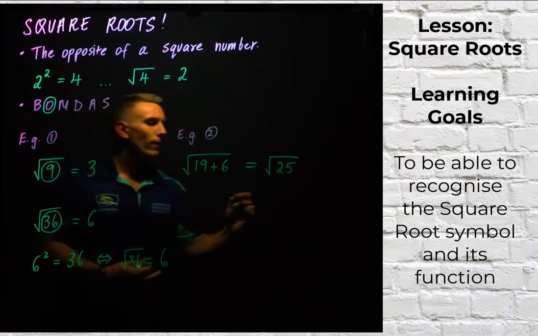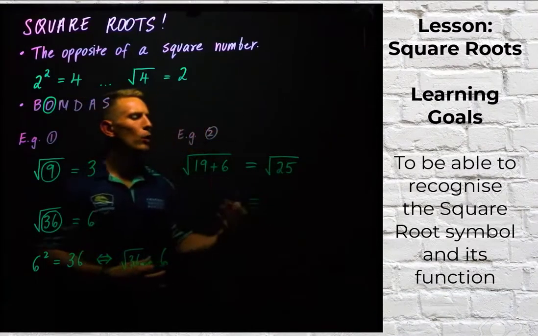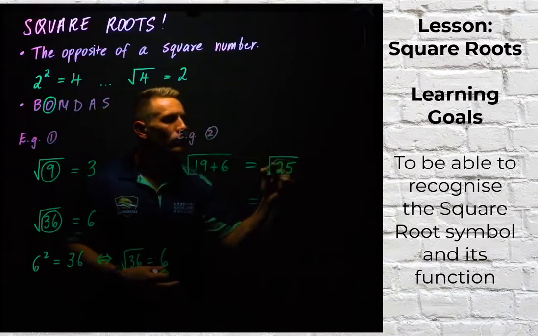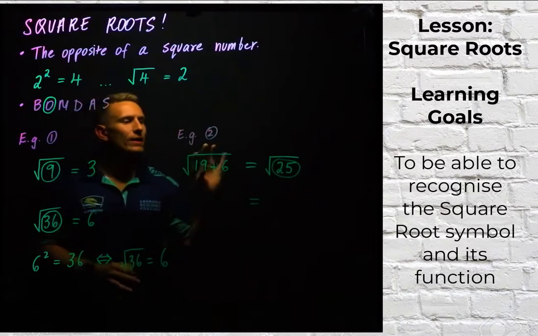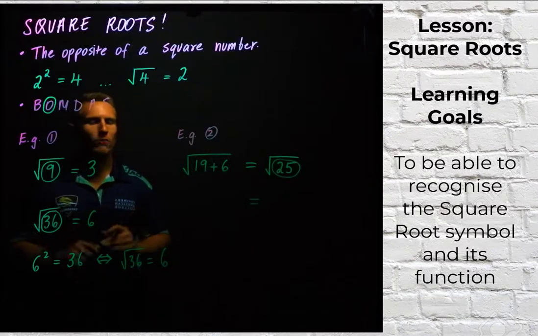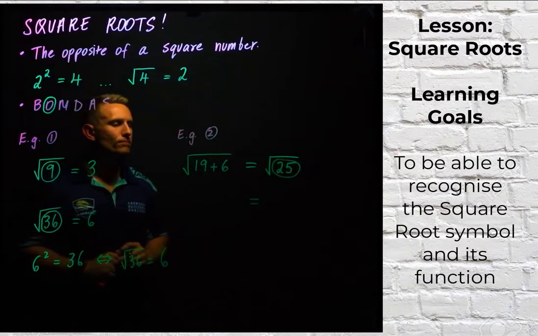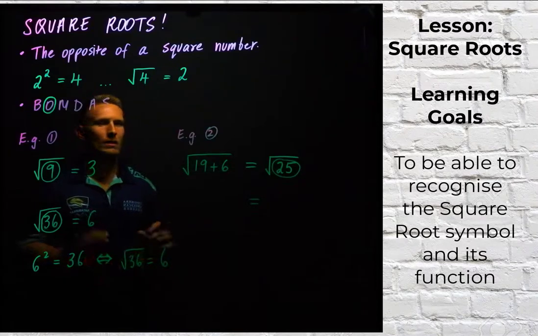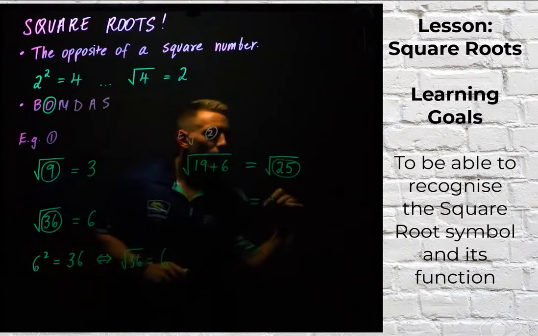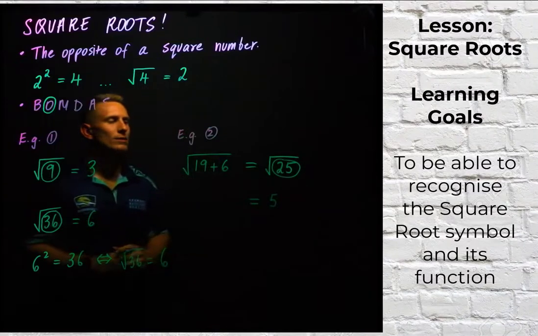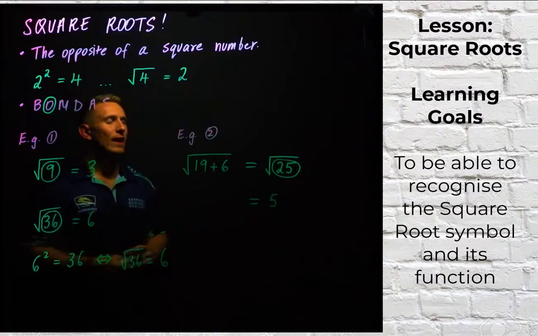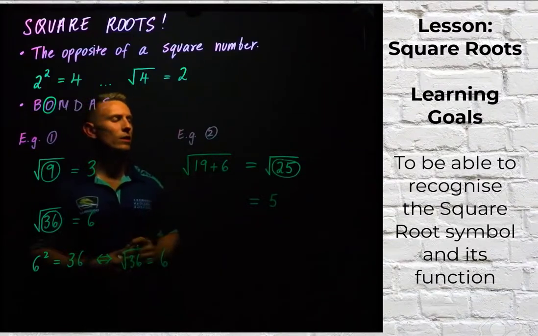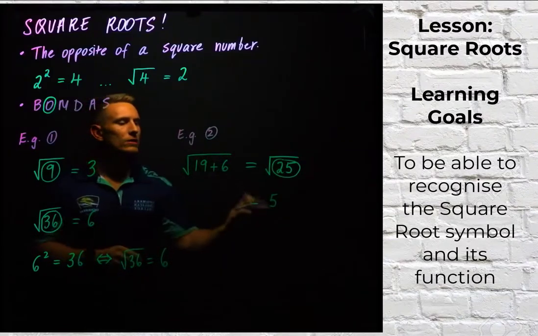So now we need to figure out what number multiplied by itself gives us 25. What number squared gives us 25? I'll give you a moment to have a think. The answer is 5. Okay? 5 multiplied by itself is 25. Okay, so we would say that the result of this particular question is 5.